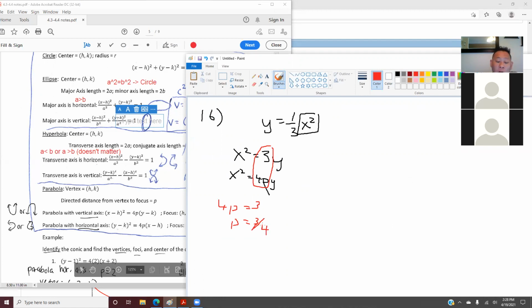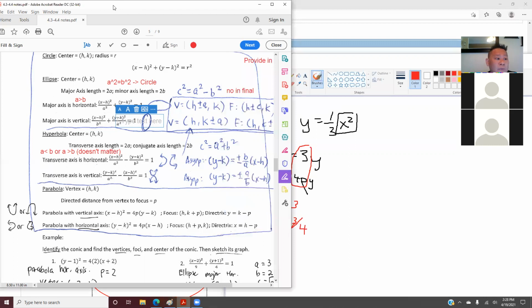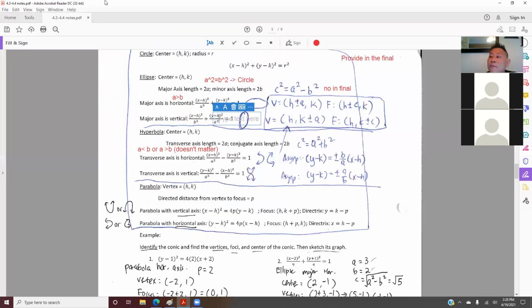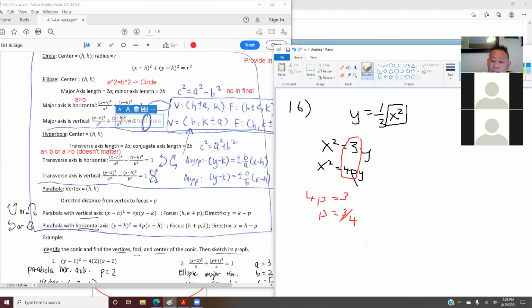Once you know your p, which is the distance from the vertex to your focus point, then you are able to find your focus point. If you look at the formula here, the formula also gives us the focus point. In this case, our h, k is 0, 0 because we don't have h, k. So your focus point will be 0, 3/4. h, k is 0, 0 and p is 3/4, so 0 plus 3/4 is 3/4.